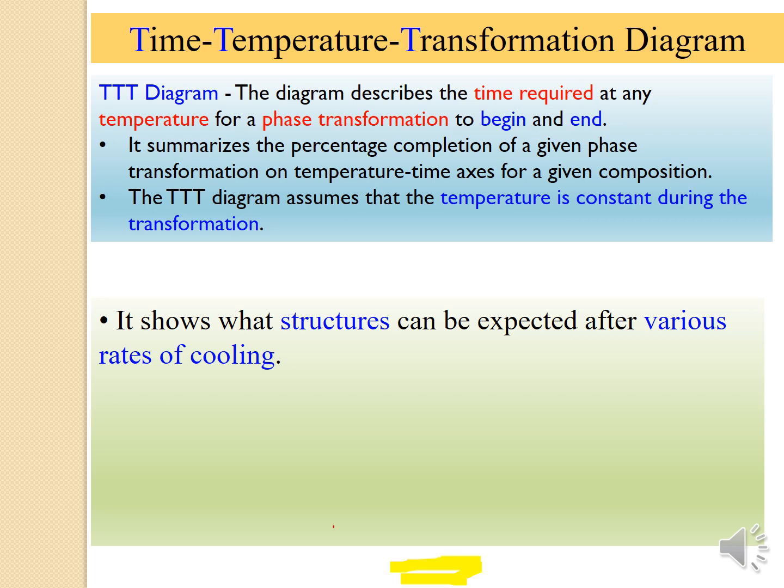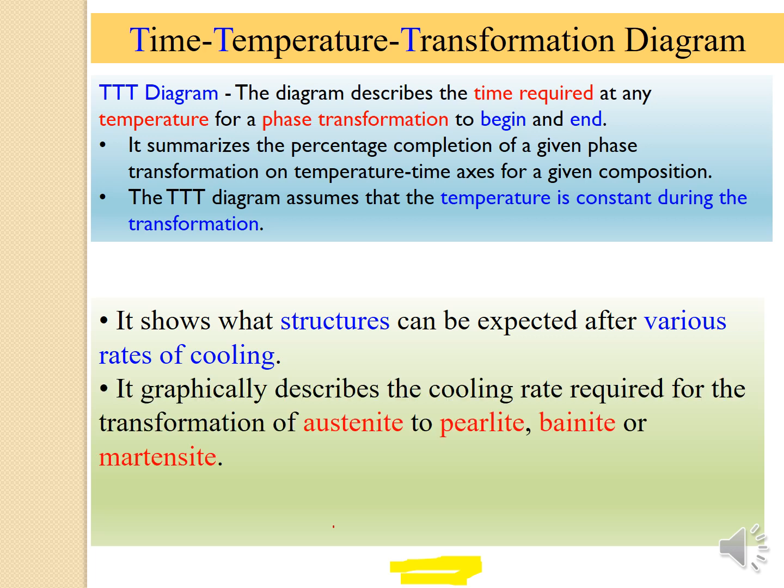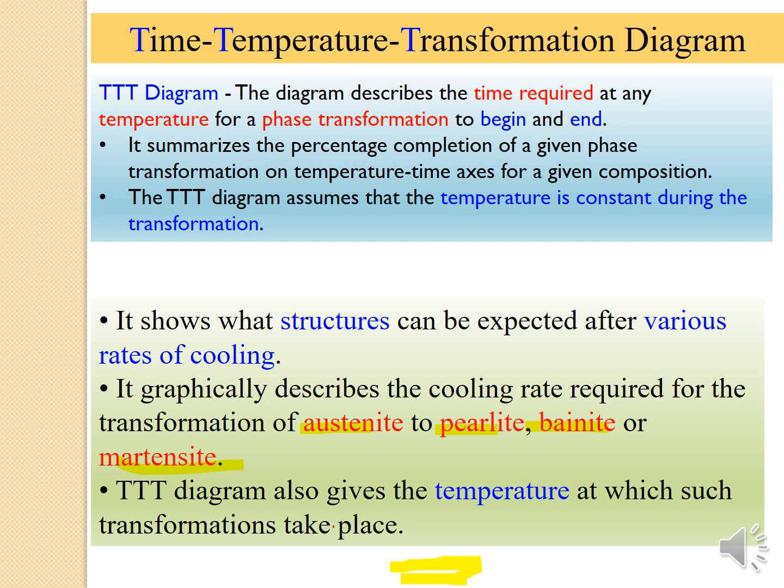So it shows what structures can be expected after different rates of cooling, not only under equilibrium cooling. It graphically describes the cooling rate required for the transformation of austenite to pearlite, bainite, or martensite. We're going to introduce those terms in the next slide. This diagram also gives the temperature at which such transformations take place.